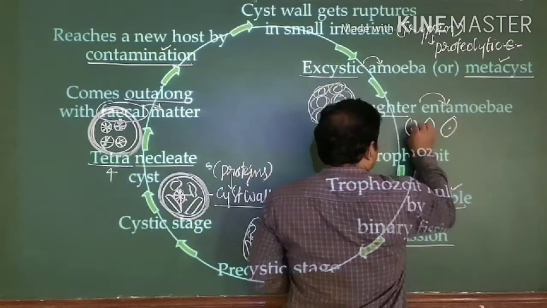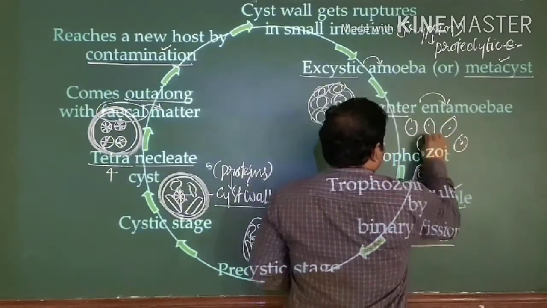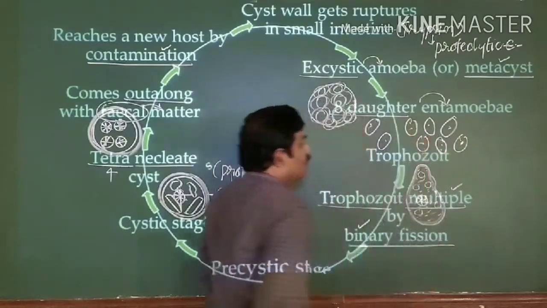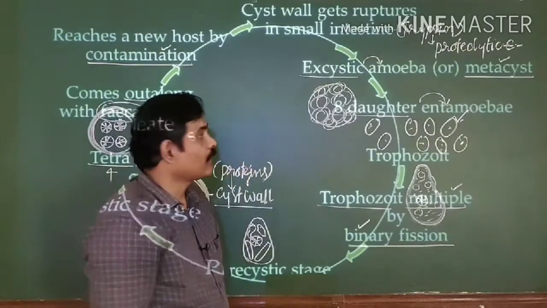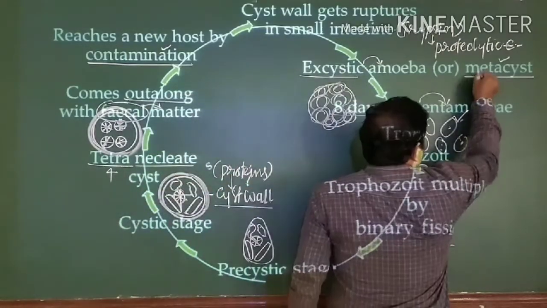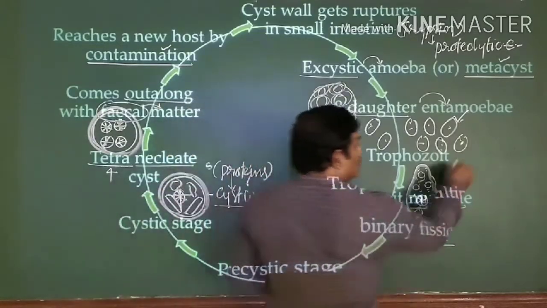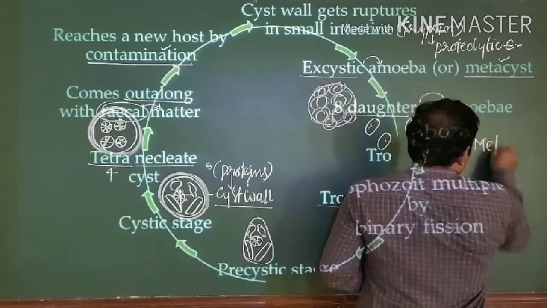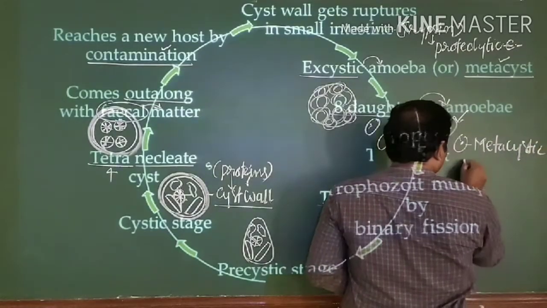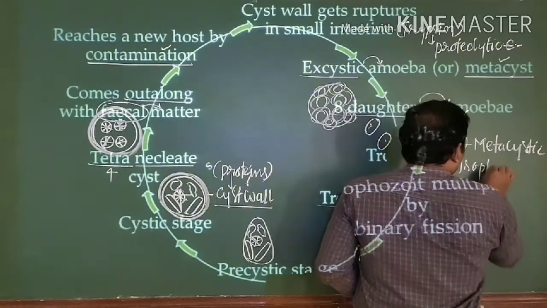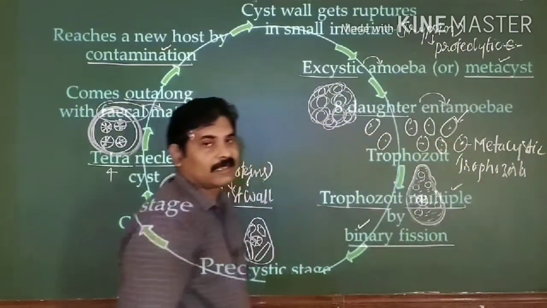See this. Right? And each one is Entamoeba histolytica. And this is actually known as a metacystic trophozoite also. These are known as metacystic trophozoites, right? This takes place.